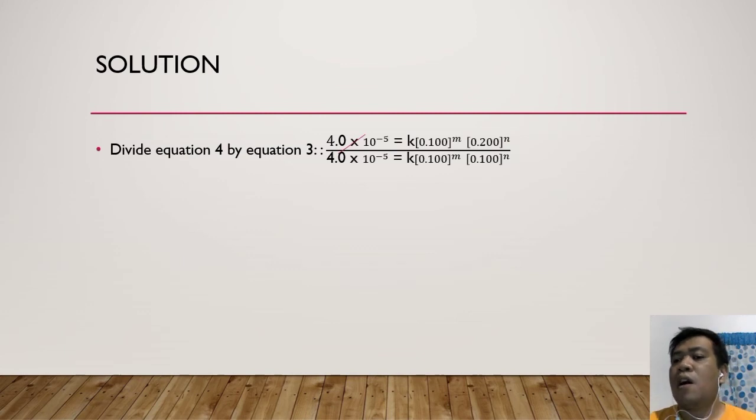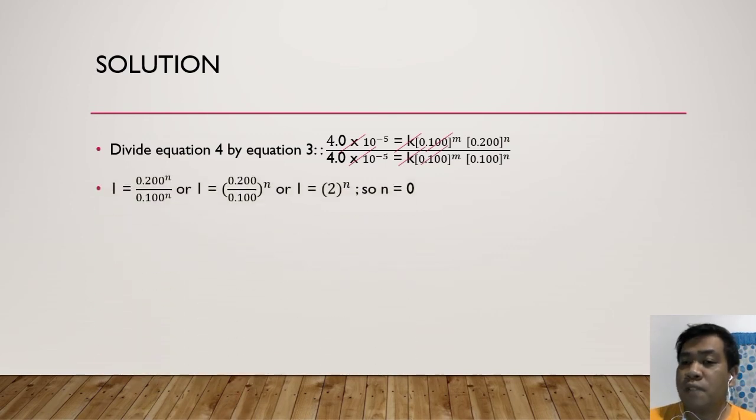And after that, cancel all the same values. So we can obtain an answer of 1 is equal to 0.200 raised to n divided by 0.100 raised to n, or 1 is equal to the quantity of 0.200 over 0.100 raised to n, or 1 is equal to the quantity of 2 raised to n. So in order to have an answer of 1, we need to raise the number to 0. So n is equal to 0.